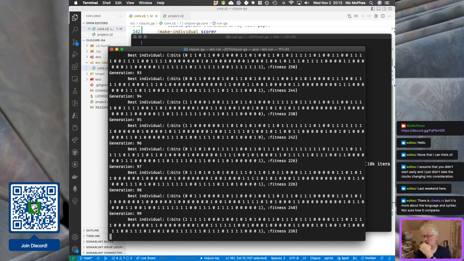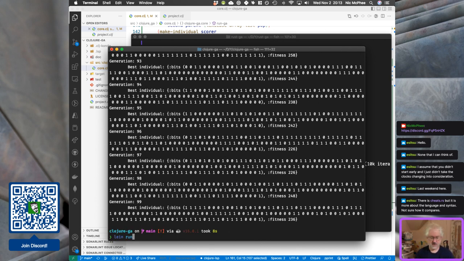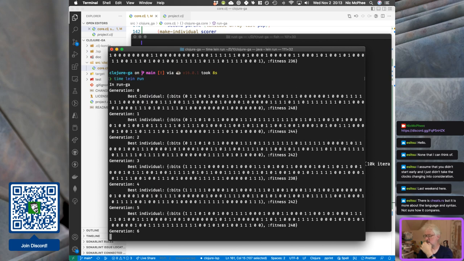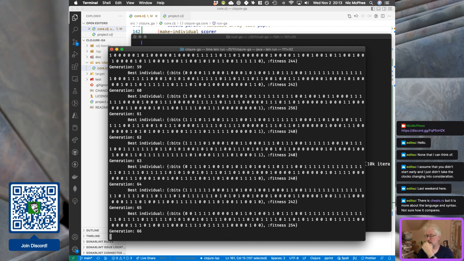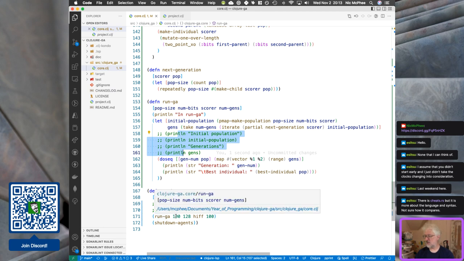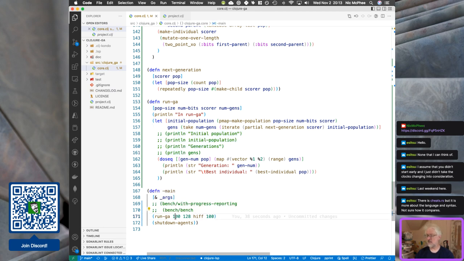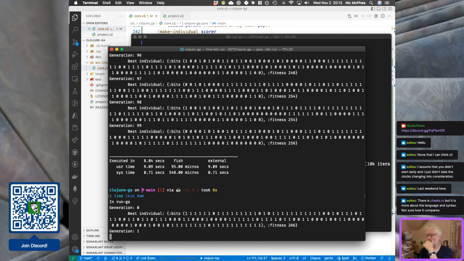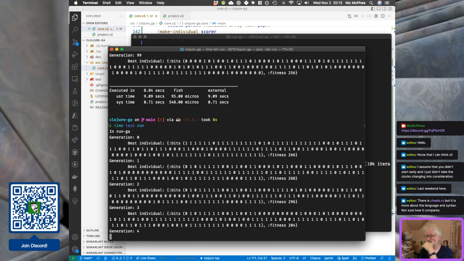Okay. And now, how long did that take? With the printing, that was 8 seconds. And that was 100 individuals and 100 generations. If I make that 1,000 individuals and 50 generations, then we'll be more comparable with, when it's a lot slower.